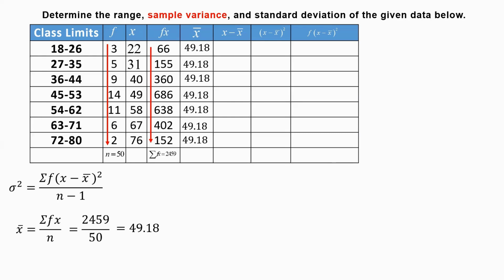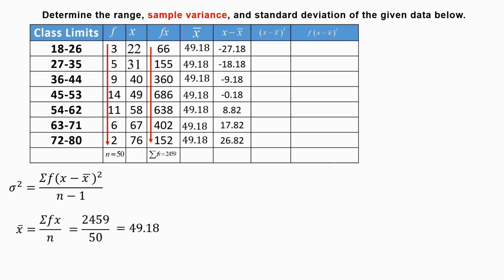Okay, so now we already have the value of x, which is the midpoint, and the value of the mean. So let us just take x minus mean. So 22 minus 49.18, that is equal to negative 27.18. So you will do the same thing. 31 minus 49.18, that is equal to negative 18.18. So 40 minus 49.18, that is equal to negative 9.18. So you will do the same thing until you meet the bottom part.